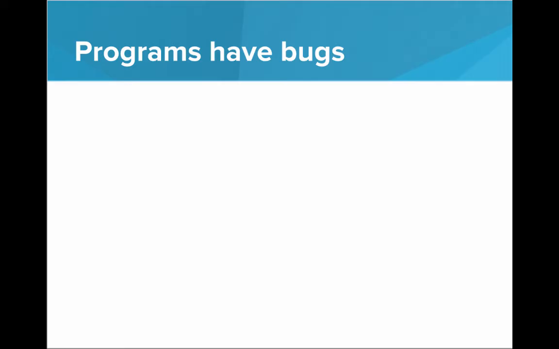So, let's face it, programs have bugs. Pretty much every program ever written has had at least one bug, and that's perfectly okay. Bugs are a good thing. They point out to us what's wrong, they help us learn from our mistakes, and they allow us to fix what's broken.